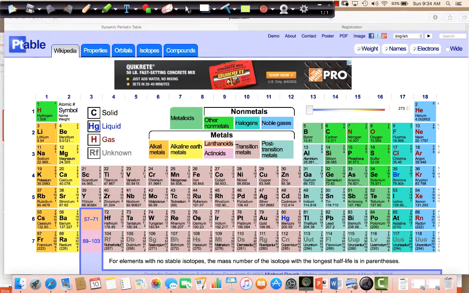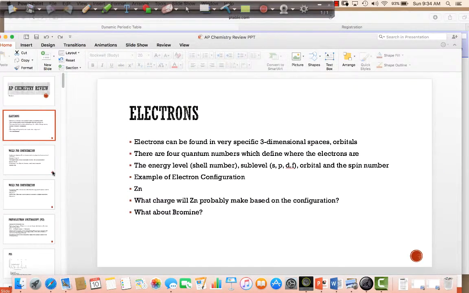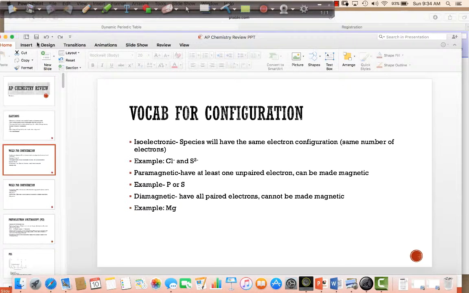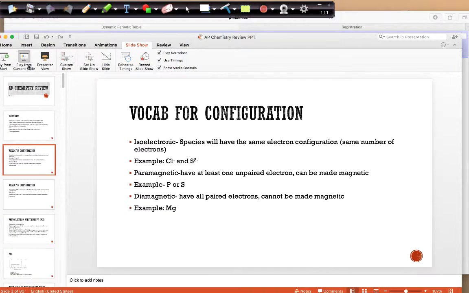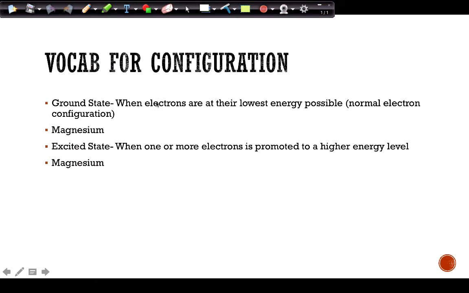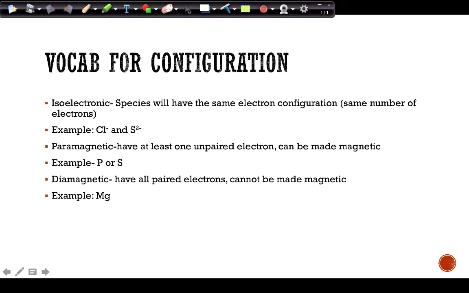Now there are some vocab terms that you really need to remember for electron configuration. One of those is what isoelectronic means. Isoelectronic means that they will have the same electron configuration. You cannot have an isoelectronic species if they're just atoms. Remember, if they're atoms, they don't have a charge. So if they do have a charge, then they can be isoelectronic.